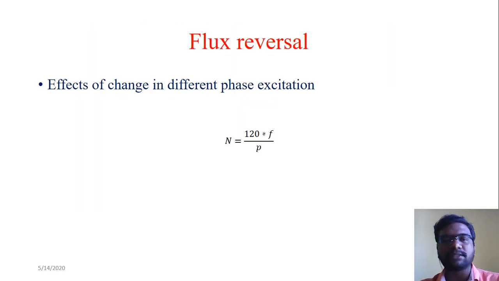And coming to the flux reversal, we all know the speed formula, how to calculate the speed. We know that N equals 120F by P, where N means speed in RPM, P means number of poles, and F here is the frequency of flux reversal. So what is this frequency of flux reversal? Right? When you are exciting phase A, the flux will be moving in one direction.